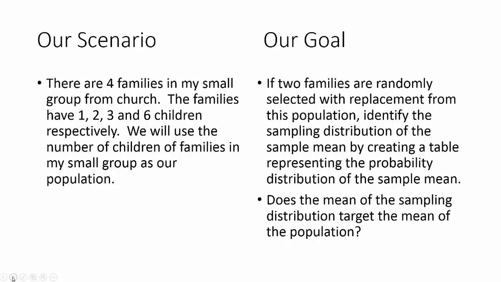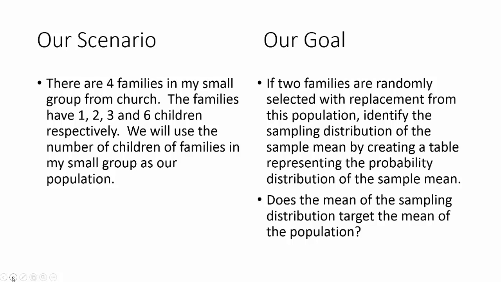Our goal: if 2 families are randomly selected with replacement from this population, we want to identify the sampling distribution of the sample mean by creating a table representing the probability distribution of the sample mean. And then the question: does the mean of the sampling distribution target the mean of the population?